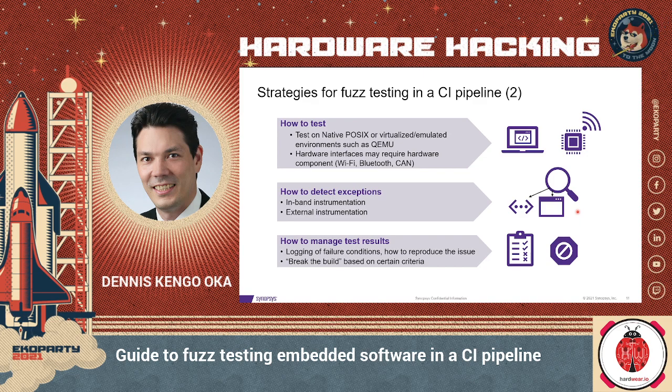And finally, how to manage test results. Here we have to understand how we can log failure conditions on the target system, how we are able to reproduce the issue, as well as have some kind of criteria where we can decide whether we need to break the build based on the results of the testing.